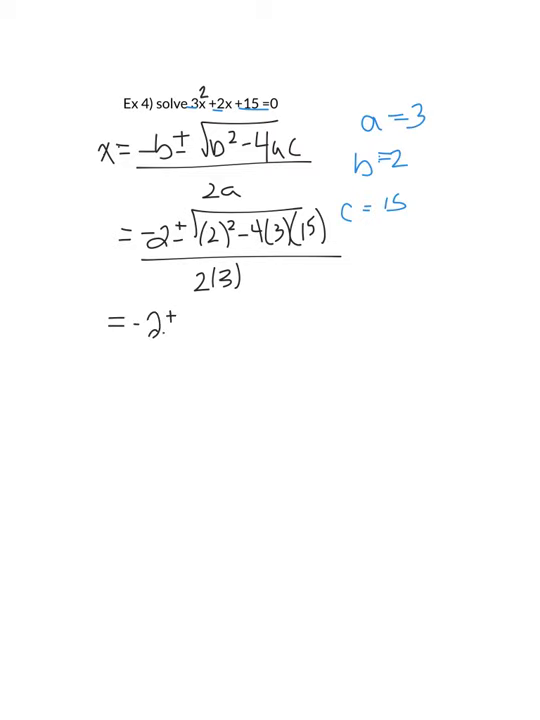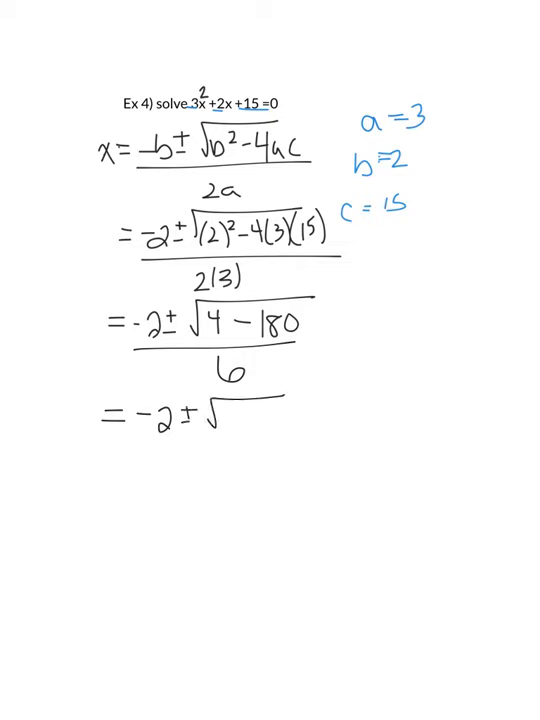So negative 2 plus or minus the square root of 2 squared is 4 minus 4 times 3 times 15 is 180, divided by 6. So negative 2 plus or minus the square root of negative 176 divided by 6. Now, here's where we would normally get our two answers. We would do negative 2 plus the square root of negative 176, hit equals divided by 6, and right away we would get an error, okay?